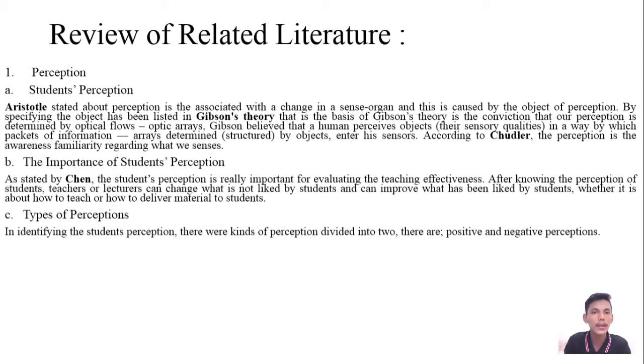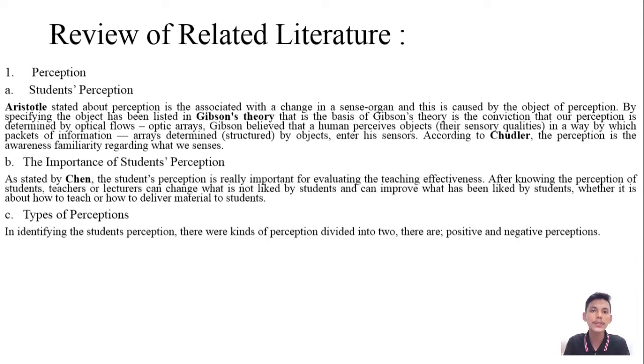Gibson believed that a human perceives objects or their sensory qualities in a way by which packets of information or rays, determined by structure and by object, enter his sensors. Also, according to Chandler, perception is the awareness and familiarity regarding what we sense. In fact, most attitudes, behaviors, and adjustments are determined by their perception.